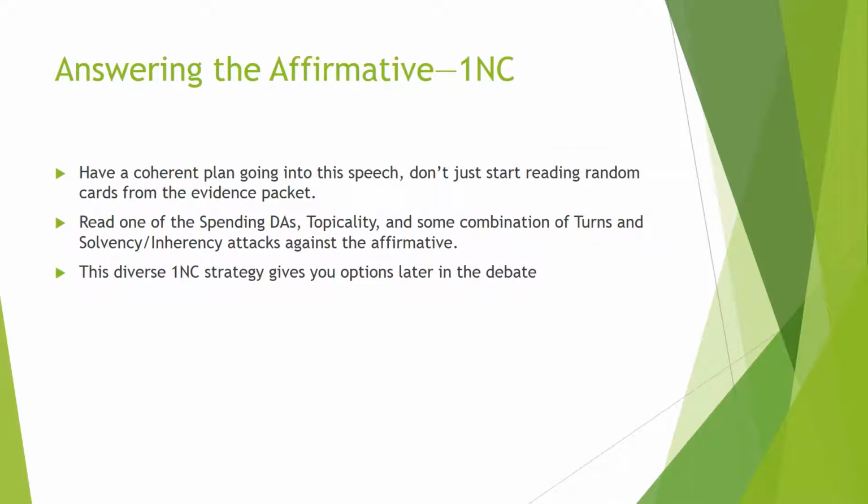Let's talk about how to use all these arguments throughout a debate and win rounds on the negative. First, let's talk about the 1NC. It's important to have a coherent plan going into this speech, and not just to start reading random cards from the evidence packet. Reading one of the spending disadvantages, a topicality argument, and some combination of turns and solvency or inherency attacks against the affirmative is a sound strategy for the 1NC. A diverse 1NC strategy gives you more options later in the debate.